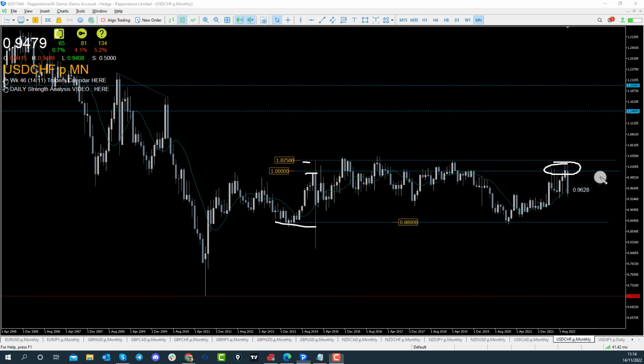Now, if price is going to follow the plan of the range, we could expect a move to continue to the downside here towards the 0.88 handle once again. And if price then finds support at the range lows, we could see a move back up to parity, even the 1.0250 handle. So if we're going to potentially move down towards this area, what could we be looking at?